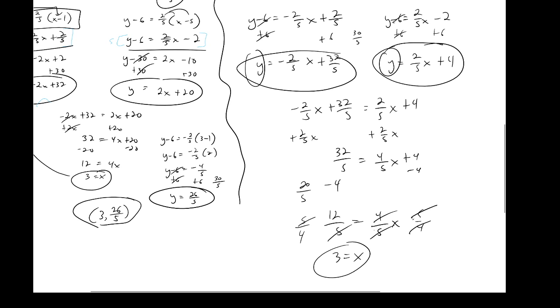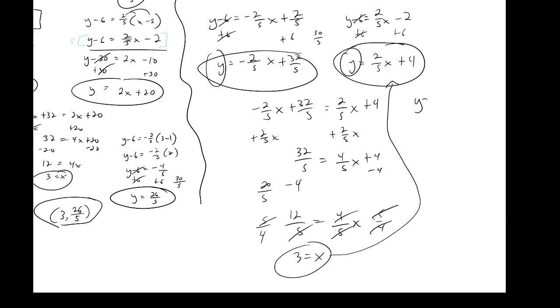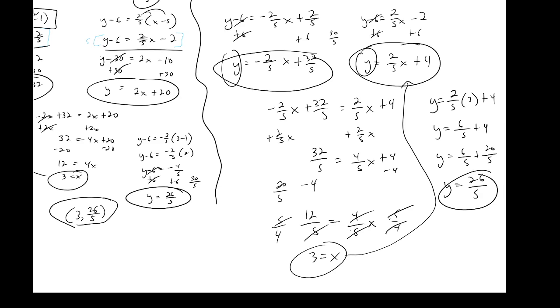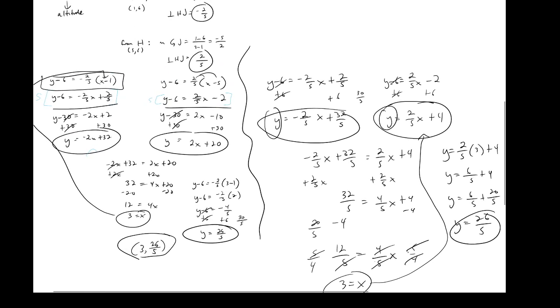And if I take this guy, I can plug him back in here, and guess what I'm going to get, right? Y is going to be equal to 2/5 times 3 plus 4, which is going to be 6/5 plus 4. 4 again is 20/5, or in other words, this is going to be 26/5, okay? Which is the same exact thing that I got before, but kind of showing what that answer is.